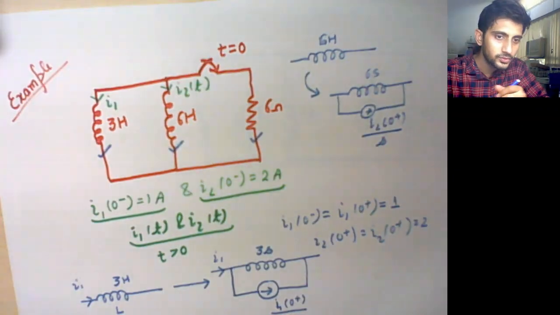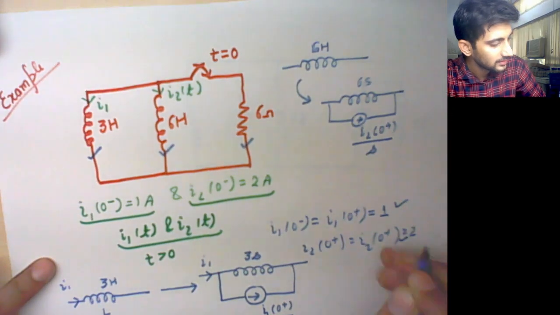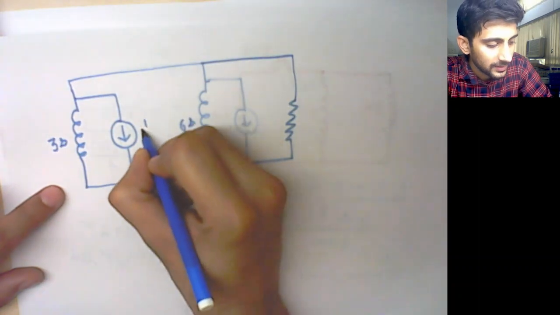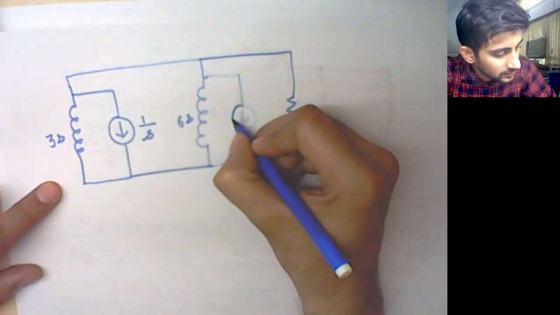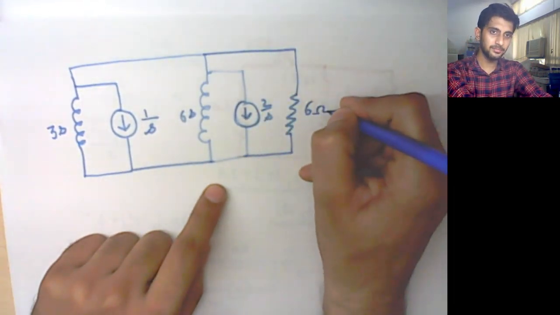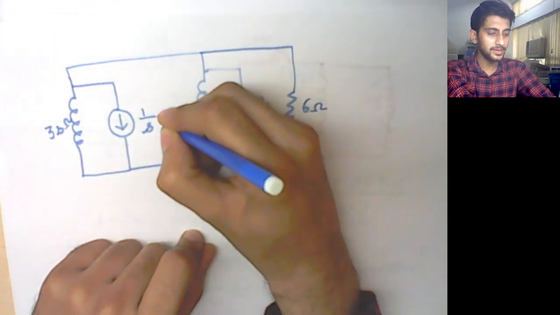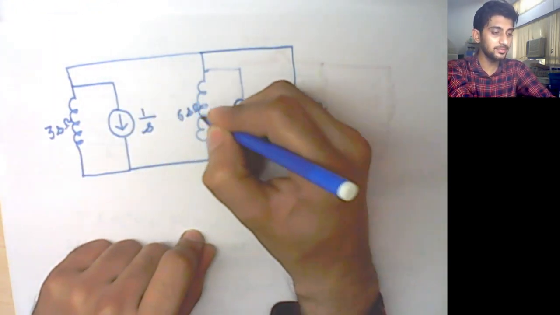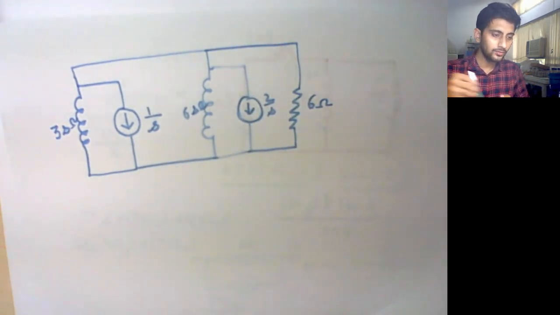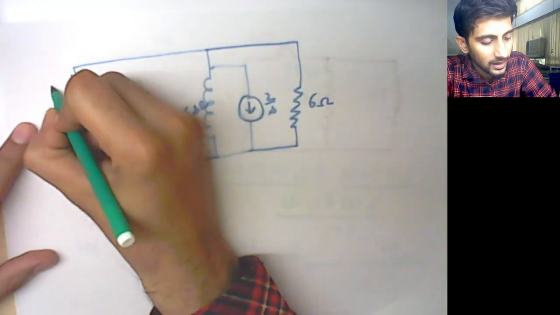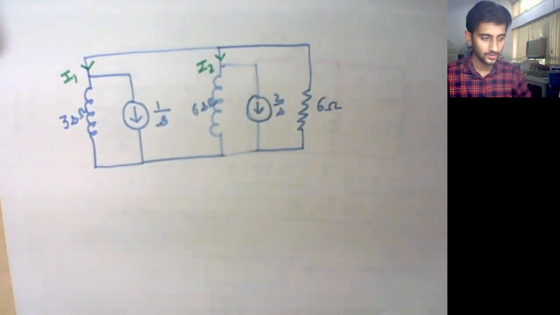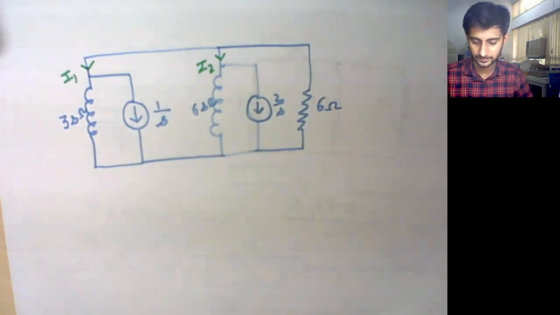Okay, so we got these values at least, and you can put in that this has to be equal to I1(0+) by S. So you can write it as 1 by S amperes, and this current source is 2 by S amperes, and you know that the impedance remains same, 6 ohms. This is 3S ohms, 1 by S amperes, 6S ohms, 2 by S amperes, and that's it. Okay. And now you have to solve for I1 and I2, like this.